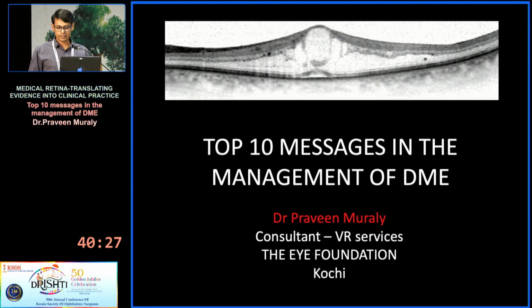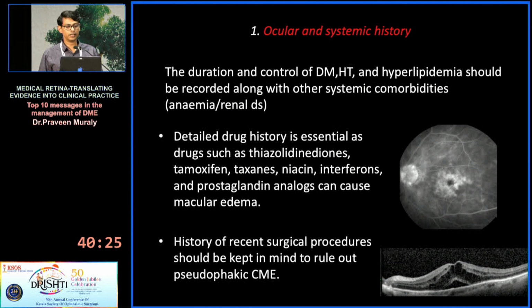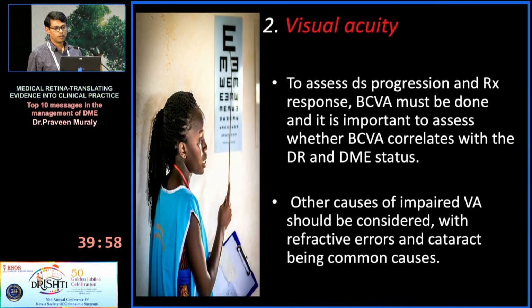I'll go stepwise, where we first start with the history. The duration and control of DM is very important. Each time a patient comes to you, this should be insisted upon: ask for HbA1c. If we keep repeating this every time they come, at least we take the first step towards the control of diabetes mellitus. Along with that, the systemic comorbidities can also be asked about, like hypertension, hyperlipidemia, anemia, and renal disease.